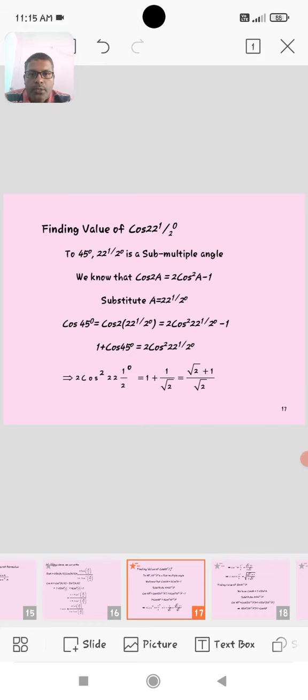Here that implies 2 cos square 22 and half is equal to 1 plus cos 45. What is the cos 45 value? 1 by root 2 is there. So 1 plus 1 by root 2 is equal to root 2 plus 1 by root 2. This is the value of cos 22 and half.